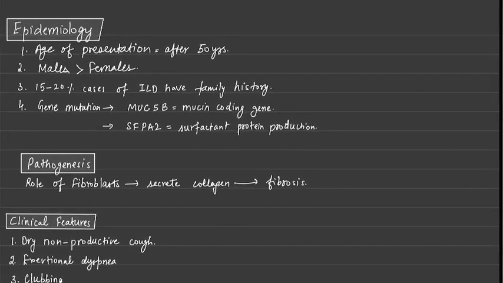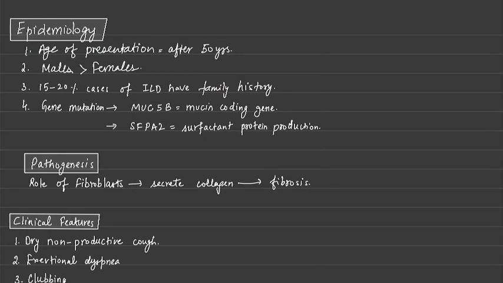So epidemiology, how do they present? The age of presentation is mostly in the later age group, that is after 50 years of age, and males are affected more commonly than females. 15 to 20% of ILD cases have a family history also, so there must be some genetic involvement also.